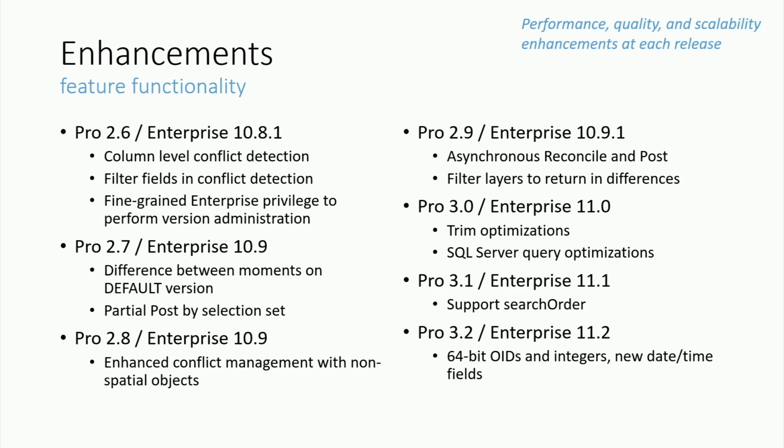Let's see, we supported non-spatial objects at 10.9, edge and junction objects, asynchronous reconcile and post through services when you have big jobs. And then lately, cutting to the chase, the past release was 64-bit object IDs and integers, and the new date time fields that have been exposed through Pro, okay? That's what we've been doing to branch versioning, in addition to just lots and lots of performance, quality, and scalability enhancements that are just ongoing.